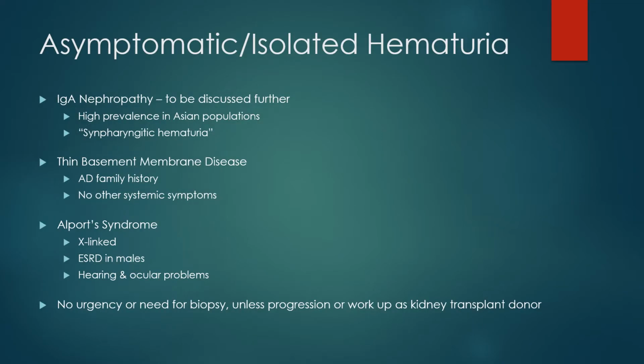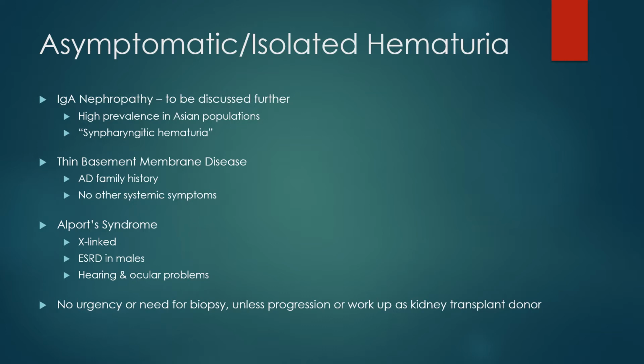One of the clinical syndromes in nephrology is asymptomatic and isolated glomerular hematuria. The top 3 diagnoses for this syndrome are IgA nephropathy, thin basement membrane disease, and Alport syndrome. I'll talk more about IgA nephropathy later, but in general it has a high prevalence in Asian populations. It also has this phenomenon called synpharyngitic hematuria, where patients develop painless gross hematuria in the setting of an upper respiratory tract infection.